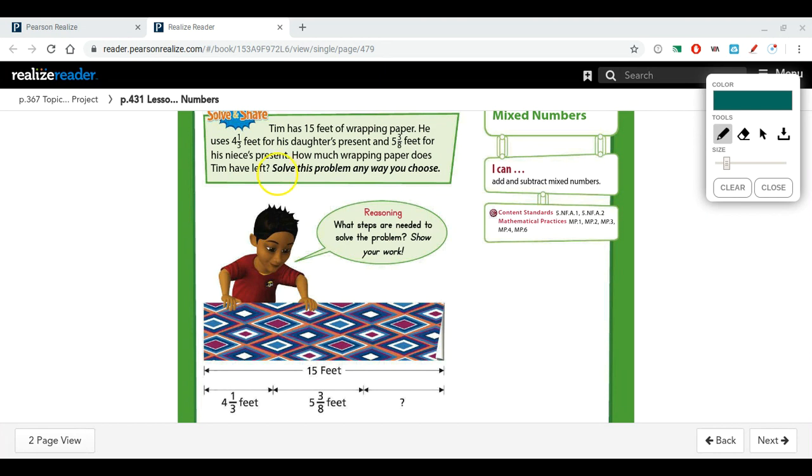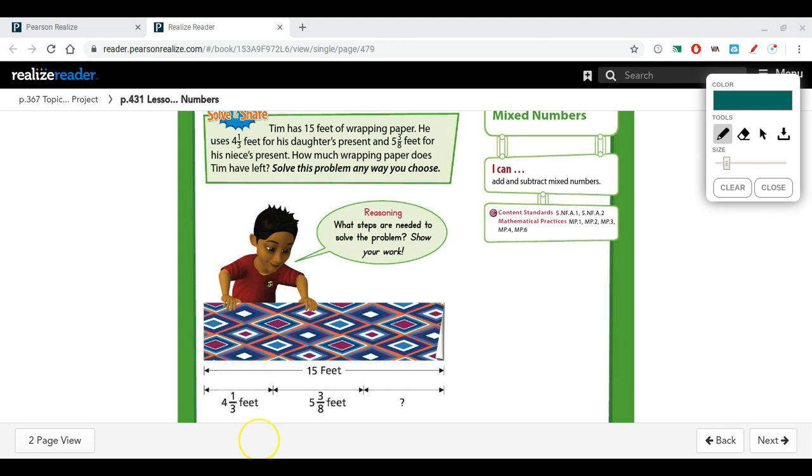When we take a look at this first problem, it says Tim has 15 feet of wrapping paper. He uses 4 1/3 feet for his daughter's present and 5 3/8 feet for his niece's present. How much wrapping paper does Tim have left? We can solve this problem any way we choose, and we're going to solve it using addition and subtraction with mixed numbers.